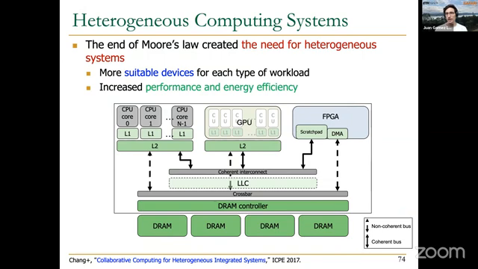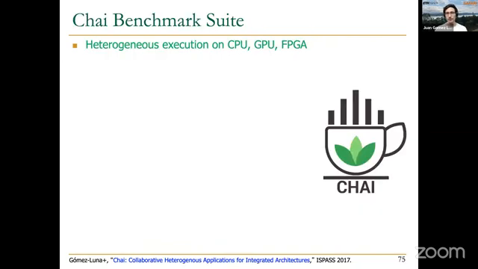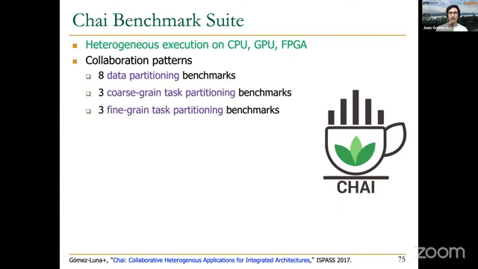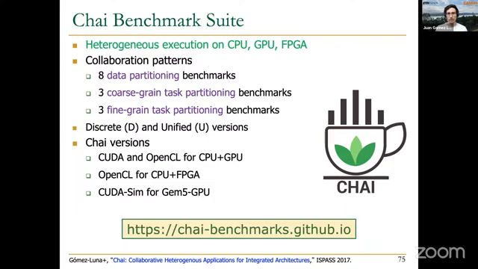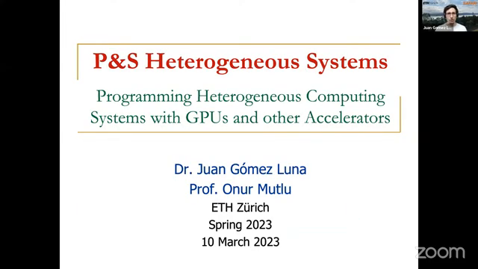represented in this slide. If you want to check some good examples of parallel programs and heterogeneous execution on CPU, GPU, FPGA, you can take a look at the Chai benchmark suite, for example, that we developed a few years ago with different collaboration patterns for, as I said, these different types of devices, different benchmarks with different types of collaboration patterns, and also different versions of Chai benchmarks in CUDA, OpenCL for CPU, for GPU, for FPGA, and even for simulator. So this is all for today.